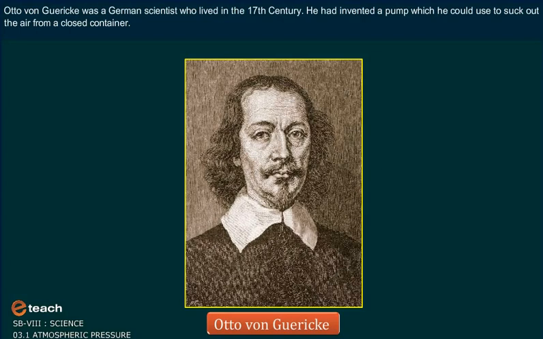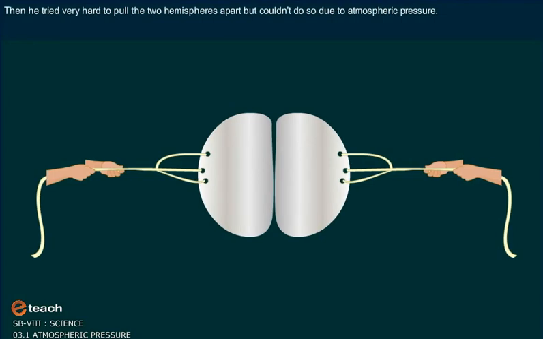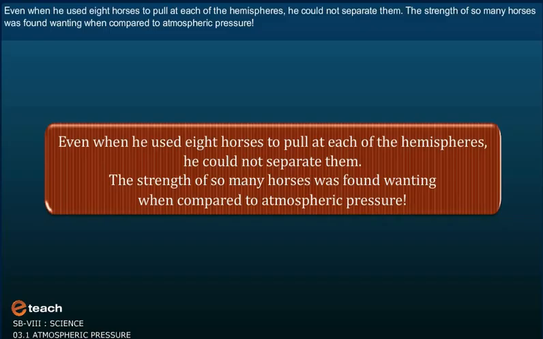Otto von Guericke was a German scientist who lived in the 17th century. He had invented a pump which he could use to suck out the air from a closed container. He conducted an experiment in which he joined together two hollow metal hemispheres of diameter 51 cm to form a sphere. Using the pump, he removed the air from inside this hollow sphere. Then he tried very hard to pull the two hemispheres apart, but couldn't do so, due to atmospheric pressure. Even when he used 8 horses to pull at each of the hemispheres, he could not separate them. The strength of so many horses was found wanting when compared to atmospheric pressure.